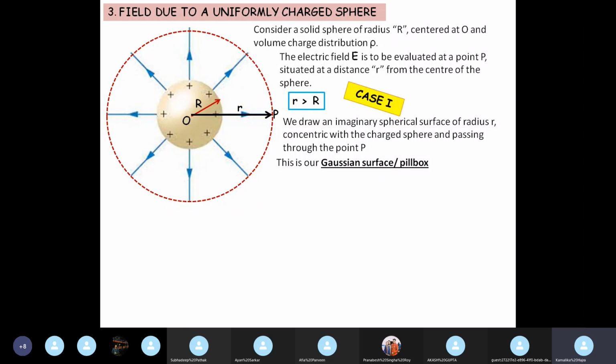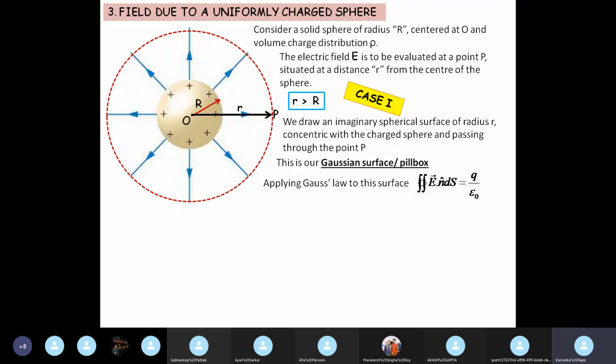Okay, so we draw this surface such that it passes through the point P where we want to find the field, and therefore it has a radius r because it is concentric with our given sphere. So its center also lies at O. Now we have to apply Gauss's law to this surface, which tells us that the surface integral of E dot n cap dS equals q by epsilon naught.